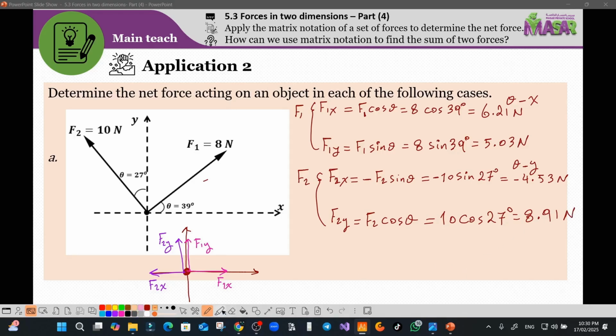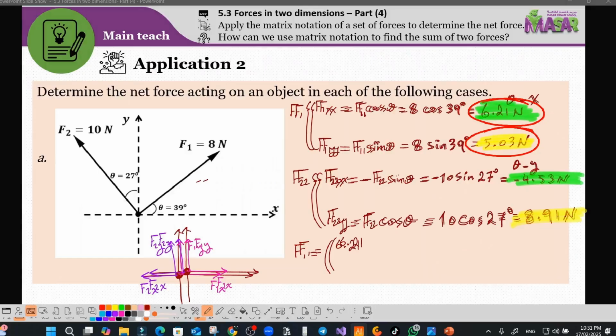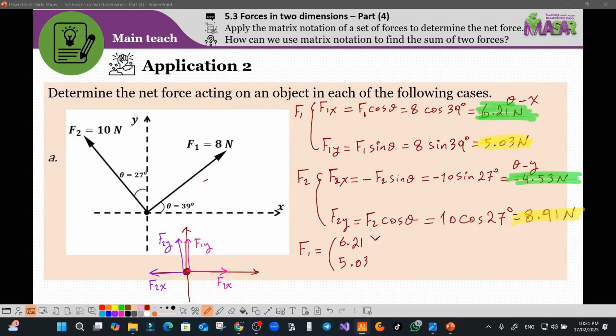Now, as we can see here, we have the F2y and the F1y, the F1x and the F2x. Let's make the matrix notation for each of these vectors. So for the F1, it's written as two entries, 6.21, this is the horizontal component, the x component, and this is the y component. So always I start with the x, then the y. Now for F2, again, the x component and the y component.